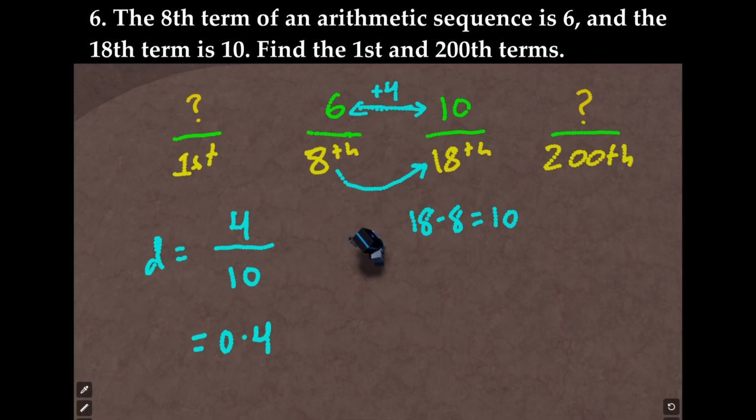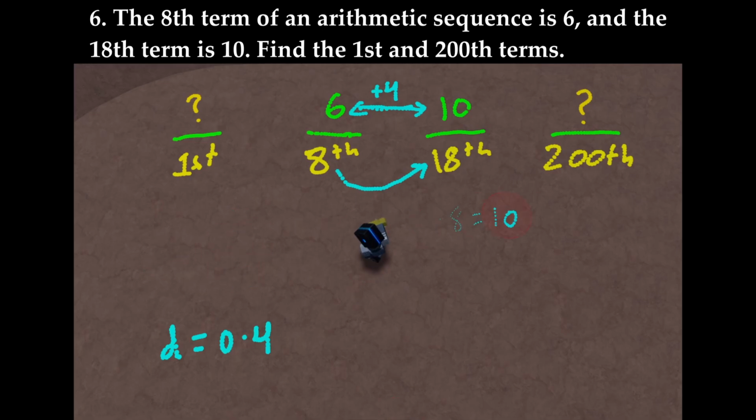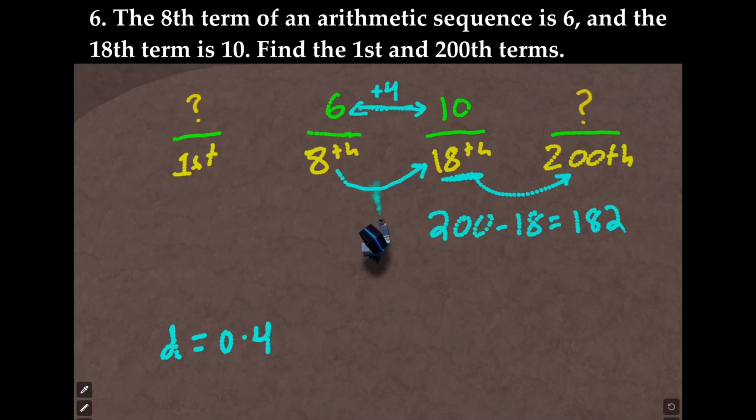And now we found the common difference. We're ready to find the 200th term and the first term. So I'll start with the 200th term. To find the 200th term, I'll start from the 18th term, and we're going to go to the 200th term. How many times am I going to add the common difference? I'm just going to add it 200 minus 18, which is 182 times. So if I'm adding 0.4 for 182 times, I can find that total distance that we changed by doing 182 times 0.4. And this is equal to 72.8.